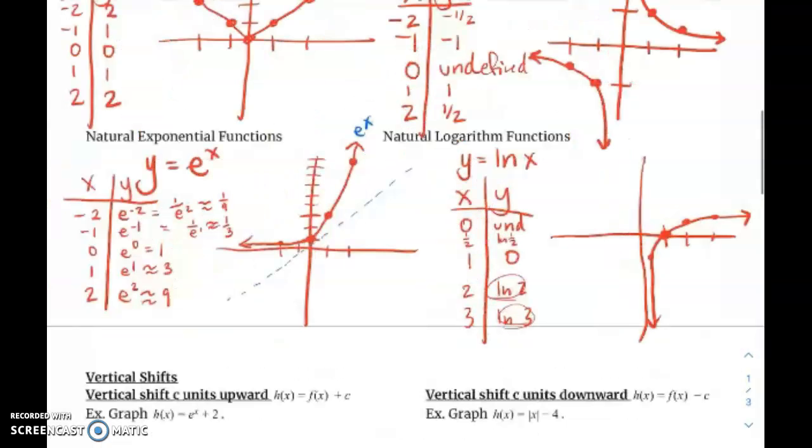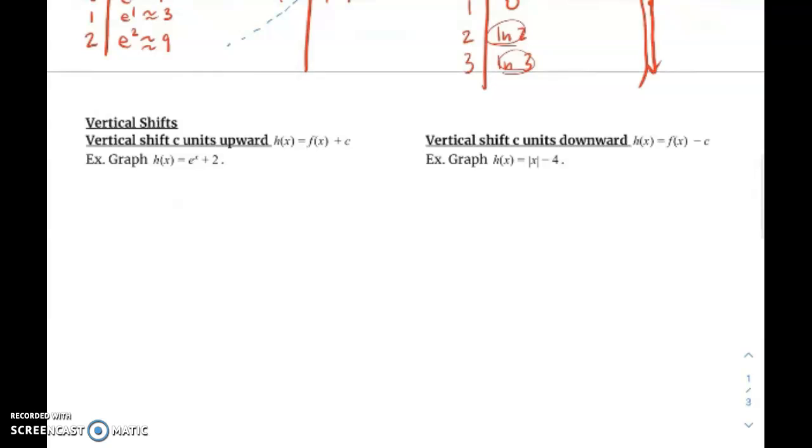Okay, so those are your parent graphs. Now what we're going to do is we're going to change them. We're going to start by doing some vertical shifts. So, if you have your function, but you are adding a number to the side, then that means you are shifting it upward. That's going to go up. If you are subtracting a number off to the side, then you are going to be shifting your graph down. So this shift is up 2, and then this shift is down 4. So you can go right into your graph, or you can make a table, or you can make a parent graph and change your graph. Let's try 2 different methods here.